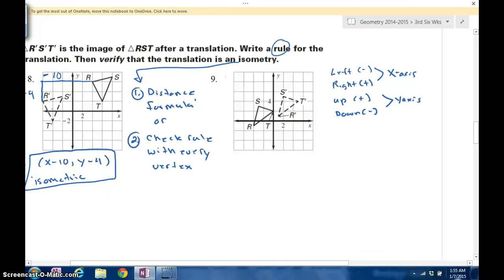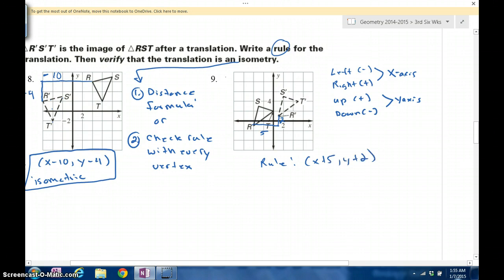Okay, so just pick a point. Alright, so R needs to match over to this R and then up. So this one moves 2, 4, 5 units to the right. So that's a positive 5. Then it moves up 2 units. Every half is 1, so 1, 2. So this one moves up 2 units. So the rule for this one would be x plus 5, y plus 2.